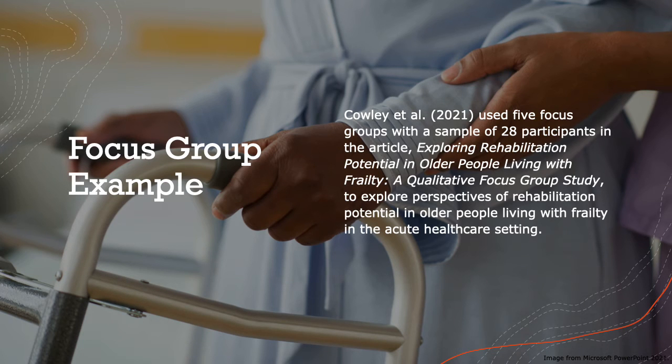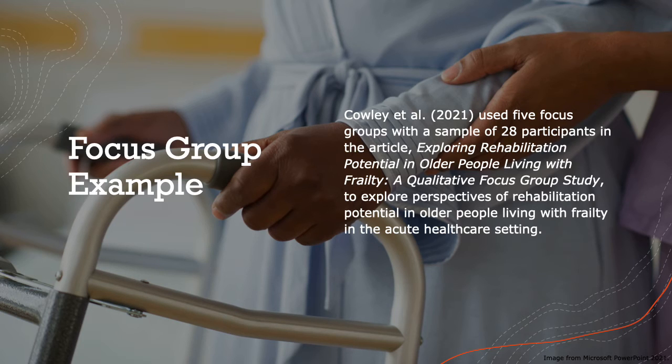An example of this type of scientific inquiry is an article by Kali et al. titled Exploring Rehabilitation Potential in Older People Living with Frailty, a qualitative focus group study. This study was designed to explore perspectives of rehabilitation potential in older people living with frailty in the acute healthcare setting. There were 3 objectives to this study.